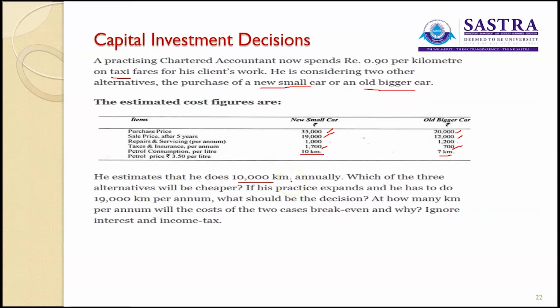So which of these 3 alternatives will be cheaper? If his practice expands and he has to do 19,000 kilometers per annum, what would be the decision? At how many kilometers per annum will the cost of the 2 cases break even, and why? Ignore interest and income tax. So we have to take 3 decisions. First, with 10,000 kilometers, we say which alternative is best: going by taxi, having a small car or having a big car. Then for 19,000 kilometers we decide. Then what will be the break-even point here.